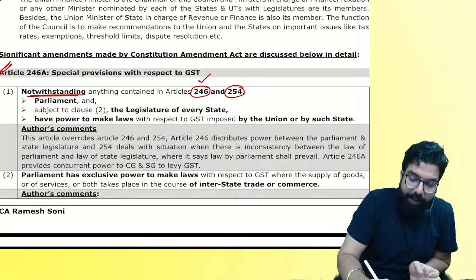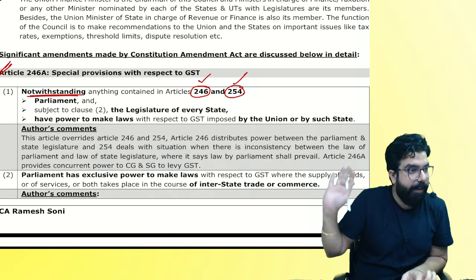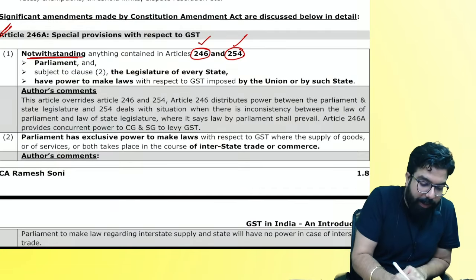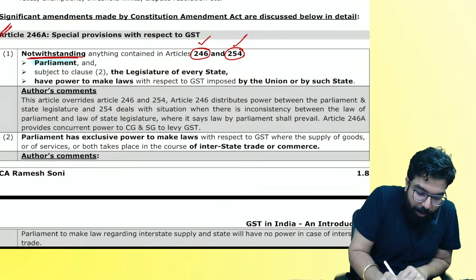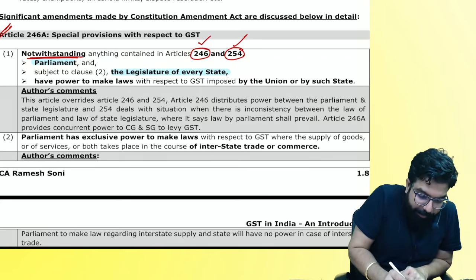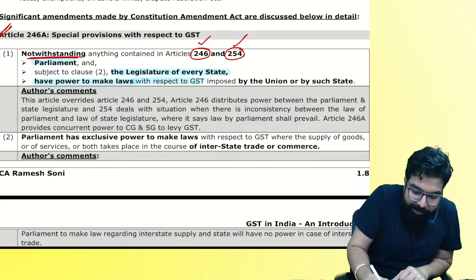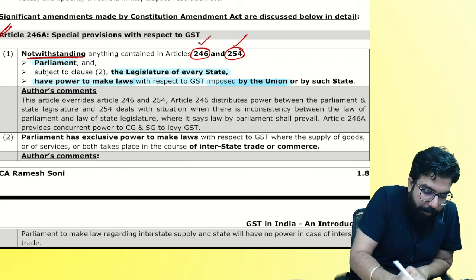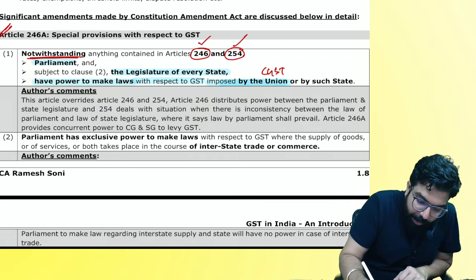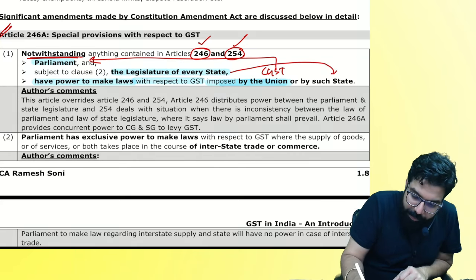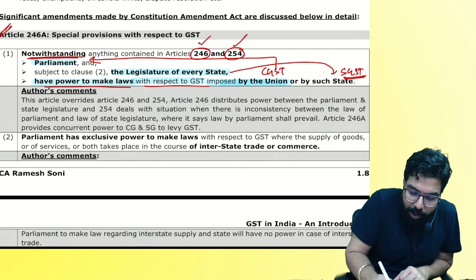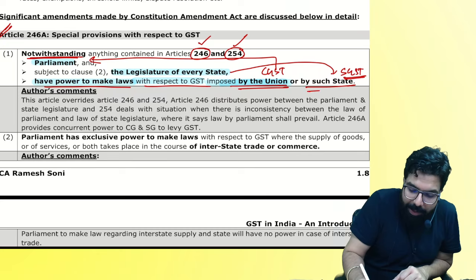Article number 246 and 254, forget it. And see now what they are telling. Parliament will make law and the legislature of every state will make law, for what? With respect to GST imposed by union. Means the central government will impose CGST, right? Who will make the law? Parliament. The state legislature means for SGST. So they will have the power to make law with respect to GST imposed by union and the state.